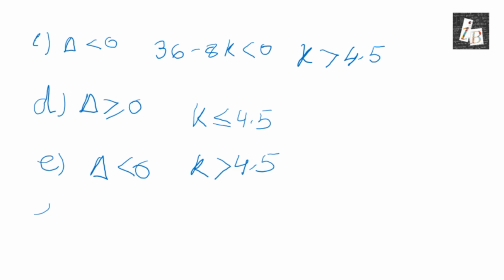And in number F, he asked in case f of x is always positive or 0. That means it has either exactly one root or no real root. That means delta is less than or equal to 0. In this case, k will be bigger than or equal to the critical value.